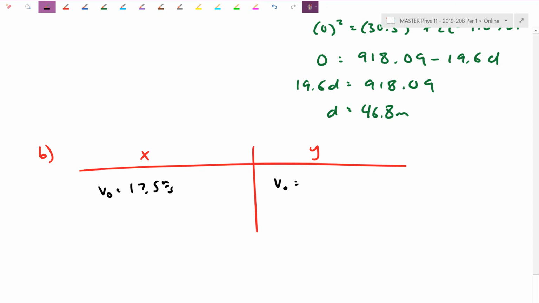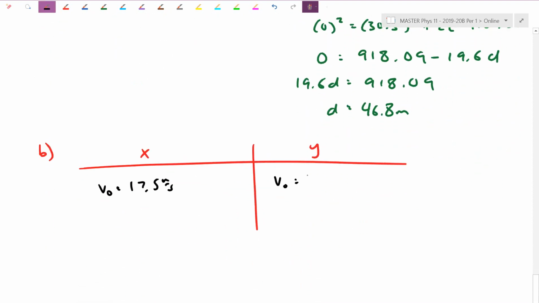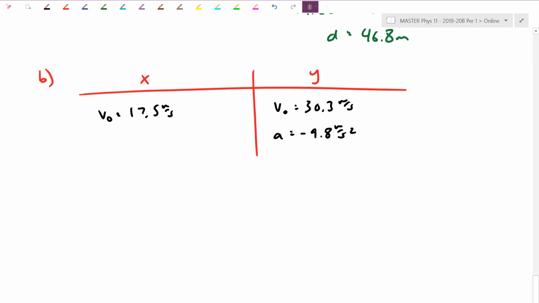The initial velocity in the y direction was 30.3. Acceleration doesn't change over the entire course of the motion, negative 9.8. But this time, because the football again started on the ground and ended on the ground, the total displacement between start and finish is 0.